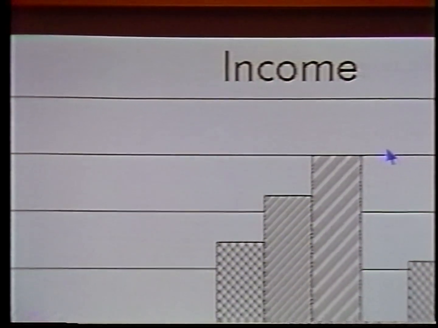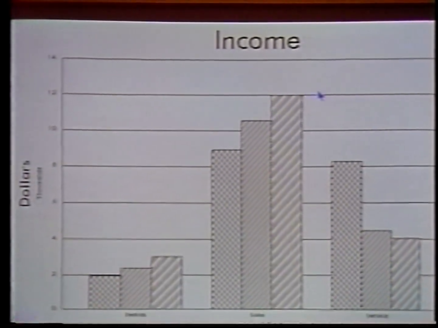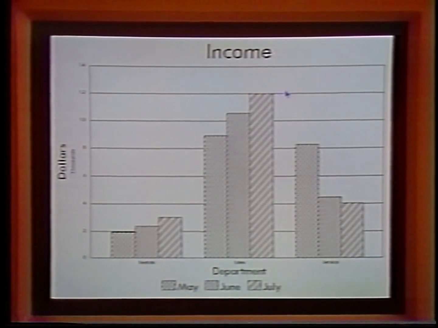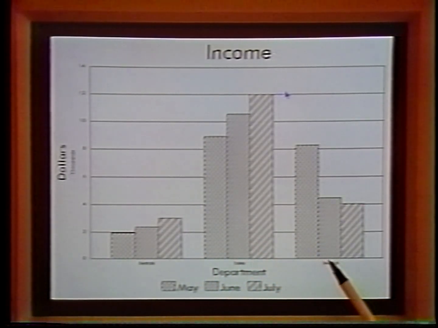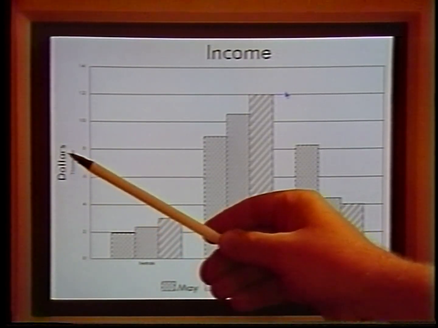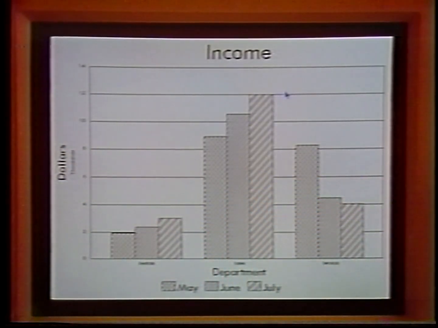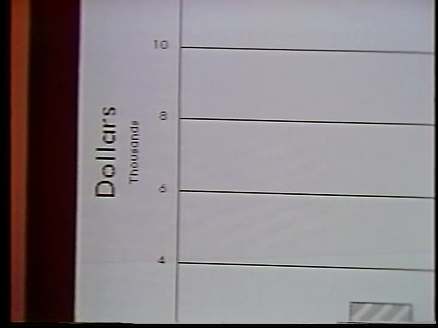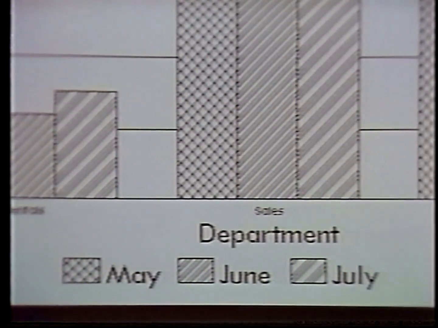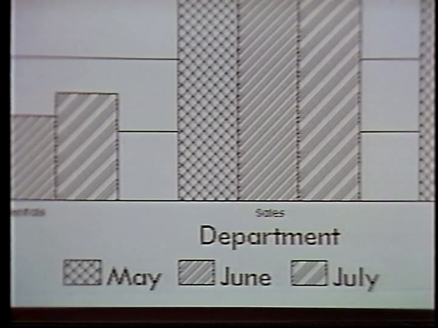Then press Escape to clear this one, and go back to this one, and we'll choose V for view. Now we see the title at the top, the main title, and down at the bottom we have Department. This is rentals, sales, and service, the different departments. And then over on the left we have the y-axis, which is dollars, and then it says thousands, which was already there. And we have the legend at the bottom. Let's take a closer look at the y-axis title. It says dollars, thousands of dollars, and the department is at the bottom, along with the legend.